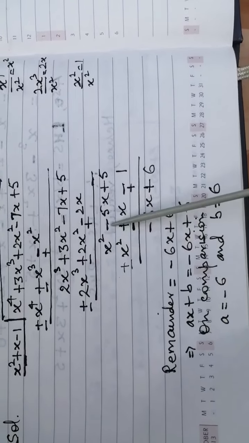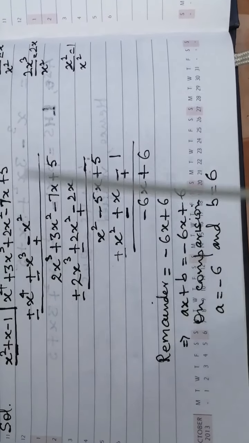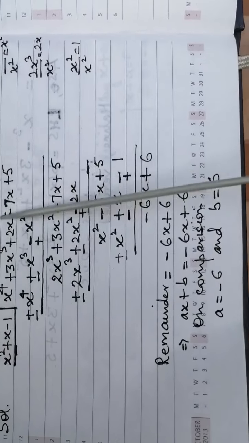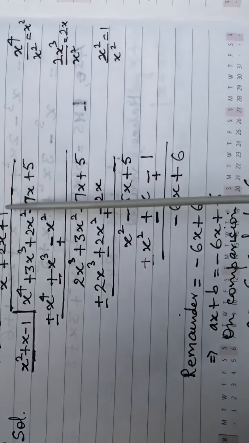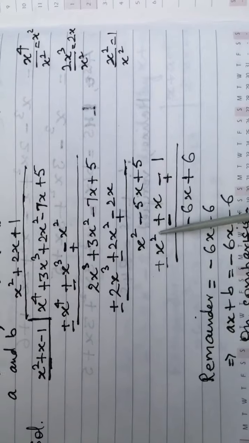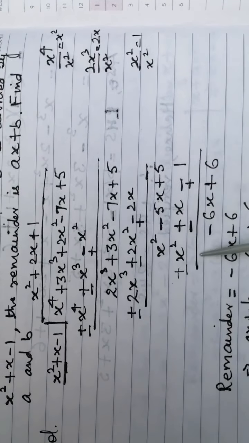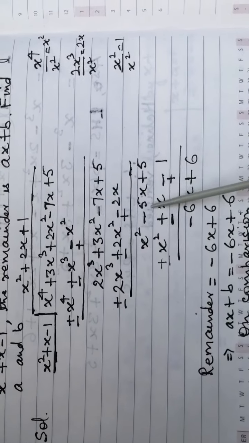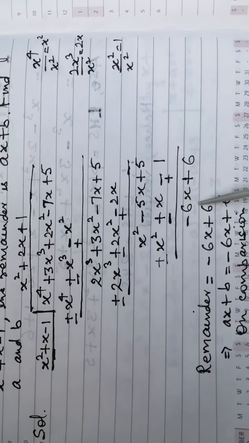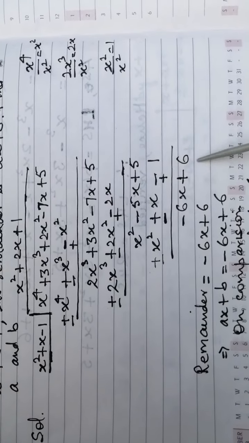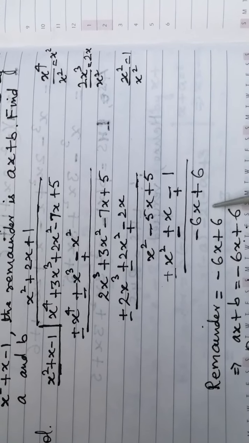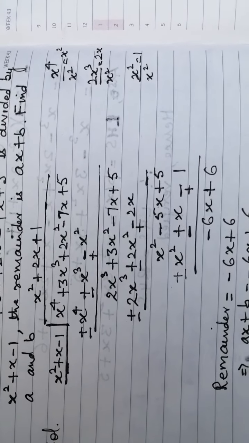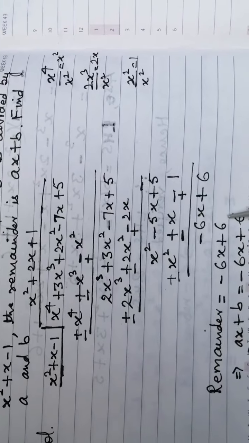Now what is the first term here again? X square. So x square over x square, that is 1. So last term will be plus 1. So multiply all by 1. So x square plus x minus 1. Change the signs. This x square they get cancelled. Minus 5x minus x will be minus 6x, and 5 plus 1 is 6. So minus 6x plus 6 is the remainder, right? So remainder is minus 6x plus 6.